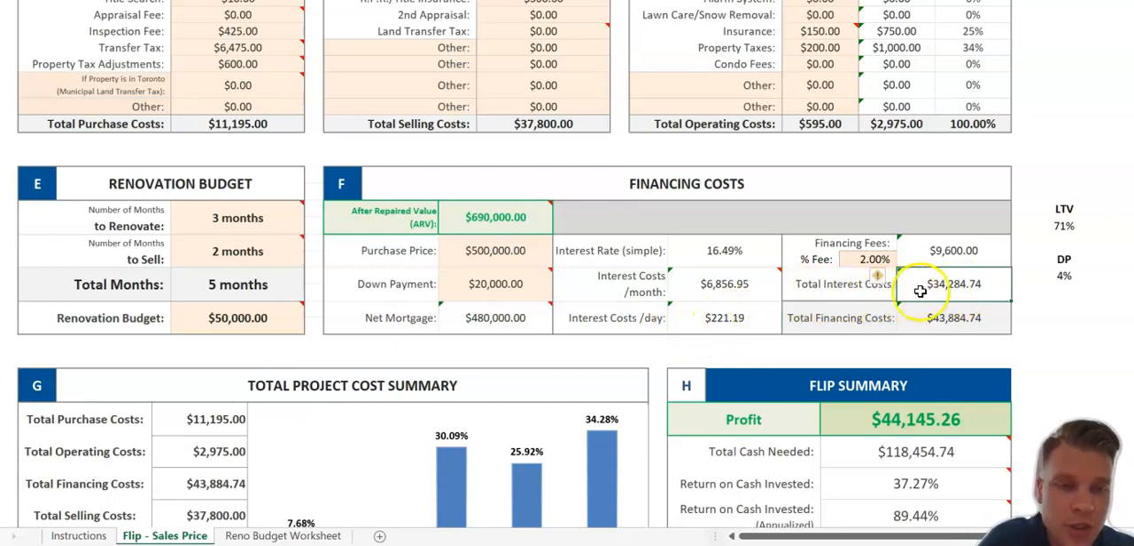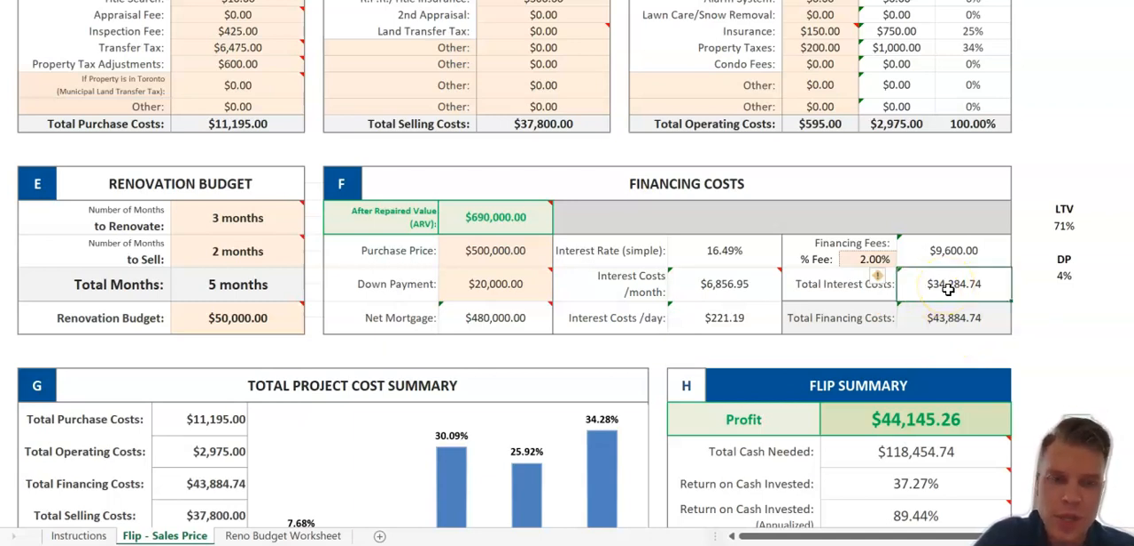Your interest costs for 5 months is, call it, just over $34,000. All of our loans in Ontario have a 2% lender fee. That's capped into the mortgage. That's not paid on closing. You pay that 2% lender fee when you sell the property or if you refinance the property. So your total financing costs for this flip deal are, call it, $43,800, or just under $44,000.